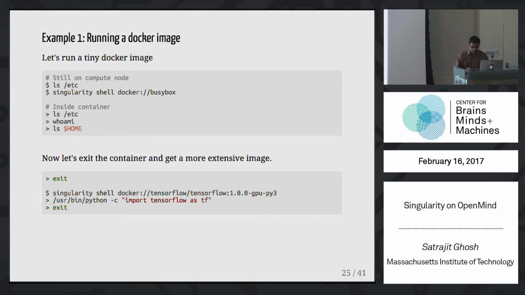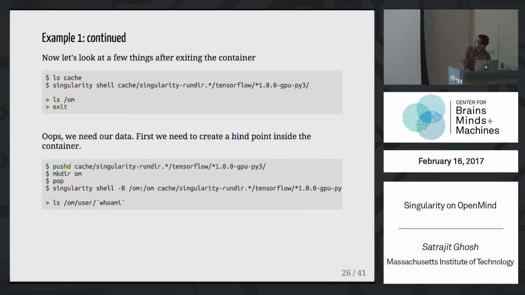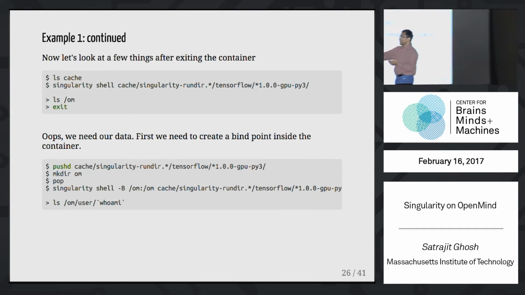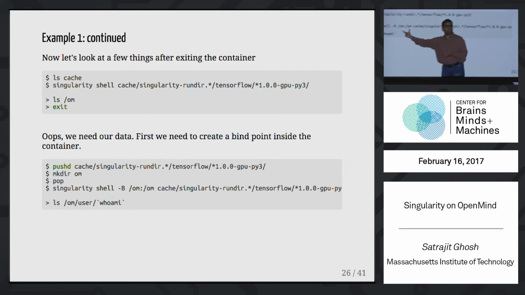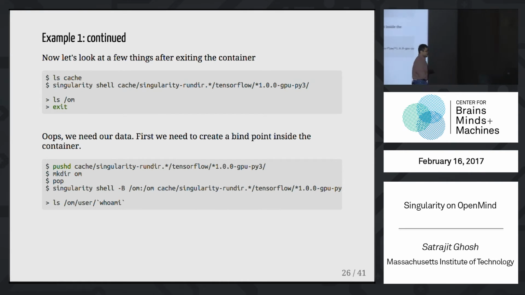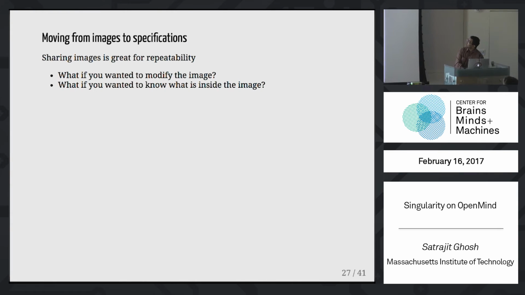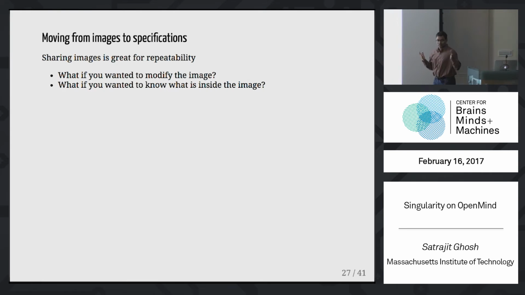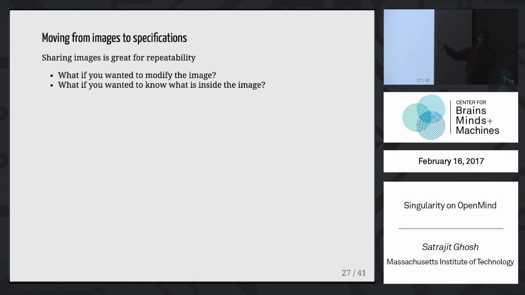Okay, so we did get a more extensive image. Example 1. So the main thing over here is now we have a way of mounting our outside folder into the container. So sharing images, great for repeatability. As we can see, we have all these Docker images that we can use and share.